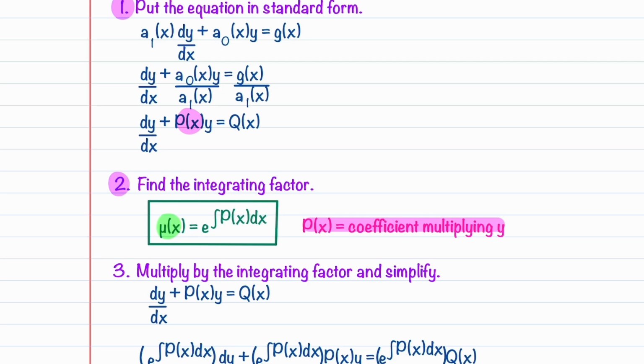You don't really need to memorize this formula. You just have to remember that the integrating factor is e raised to the integral of the coefficient that multiplies y.